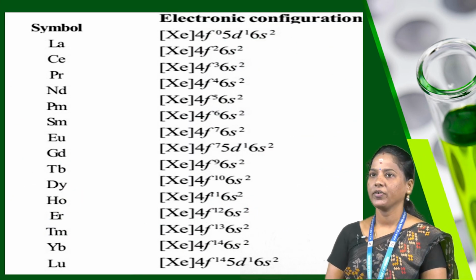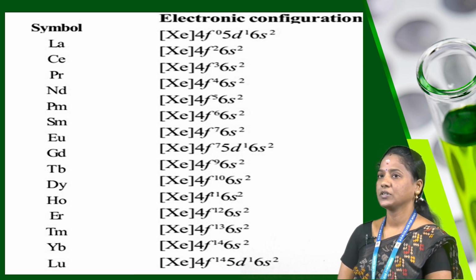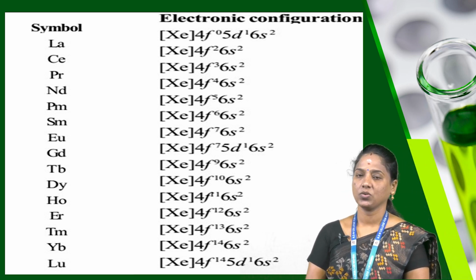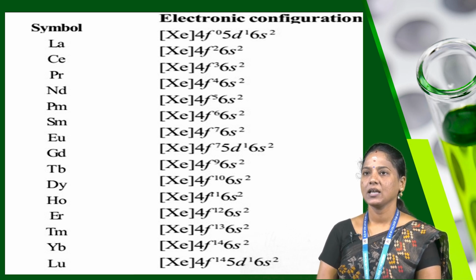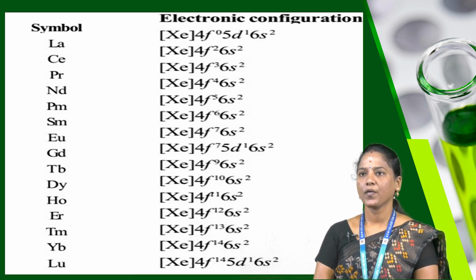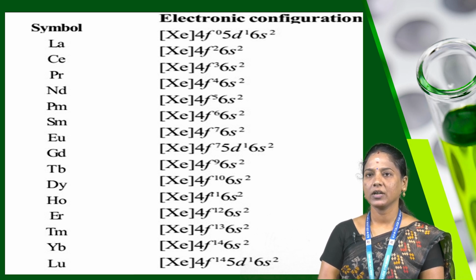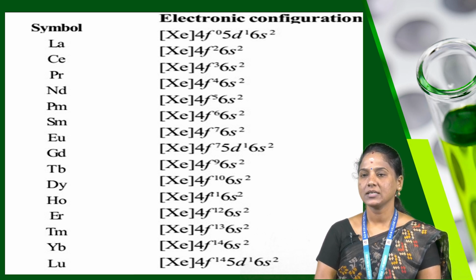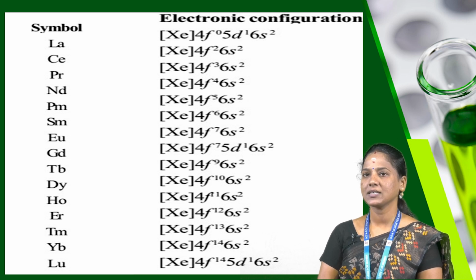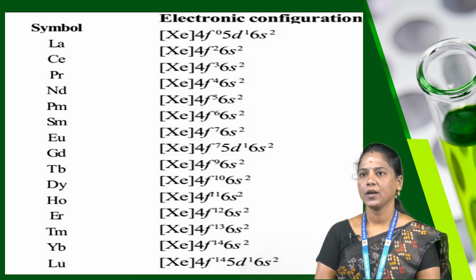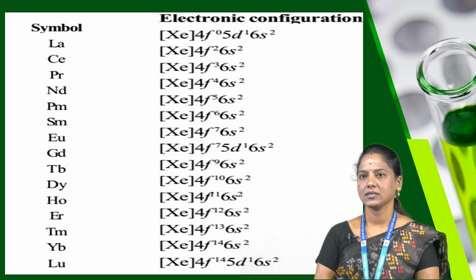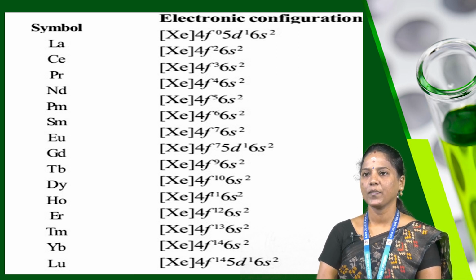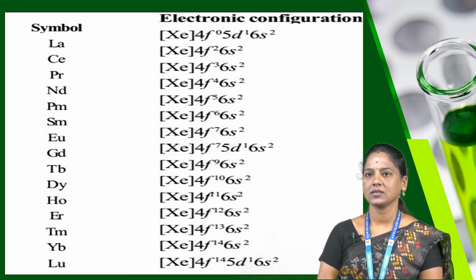Its electronic configuration is 4f0 5d1 6s2. Second one is cerium, electronic configuration 4f2 6s2. Third one is praseodymium, 4f3 6s2. Fourth one is neodymium, 4f4 6s2. Next one promethium 4f5 6s2. Next one samarium 4f6 6s2. Next one europium 4f7 6s2.